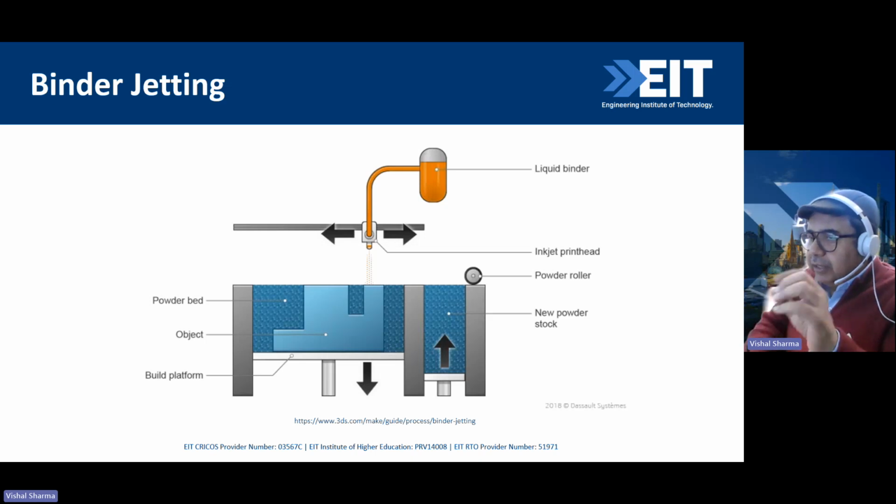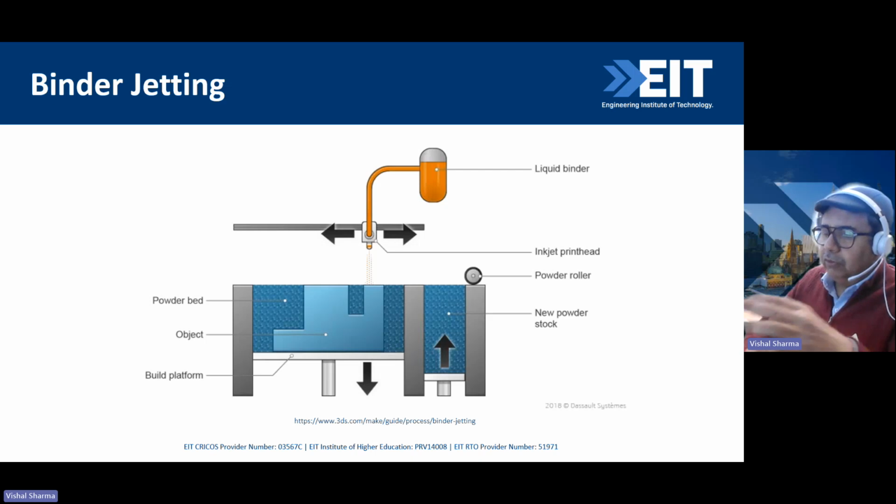Initially we are starting with the powder, and it is a liquid binder. So the part which we get is like glue, and it does not have adequate strength. So we need to go for post processing. The post processing could be to keep it in the furnace in order to get adequate strength. This technology we can use for metals and ceramics.